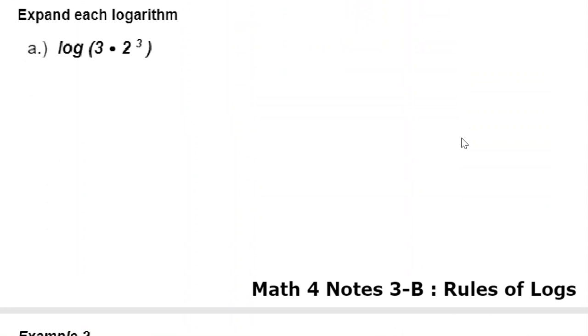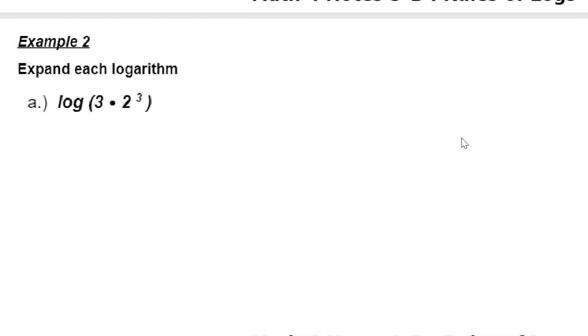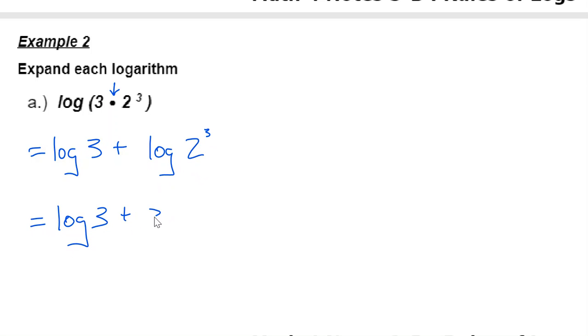All right. Example 2, let's play with some of these. Now, first of all, I'm going to deal with the multiplication first. That's going to tell me log of 3 plus log of 2 to the third. And then that exponent is going to move out front like that, 3 times log 2. Like I said, sometimes when you've got x all mixed up in all sorts of junk inside of your logarithm, this is a way to separate out the x.